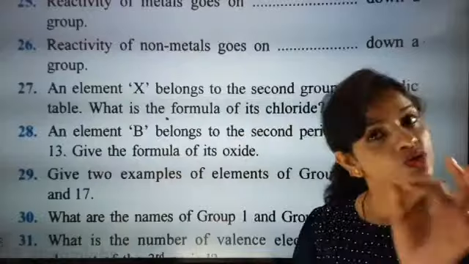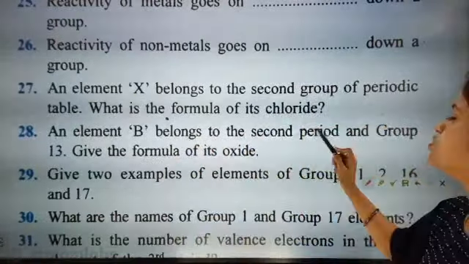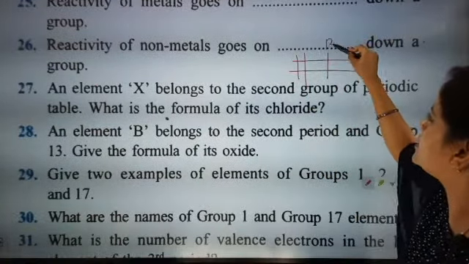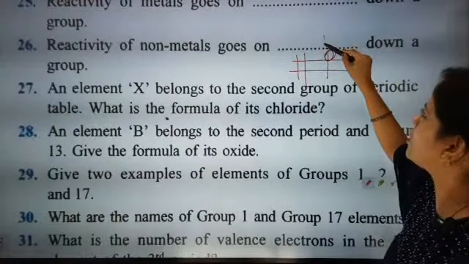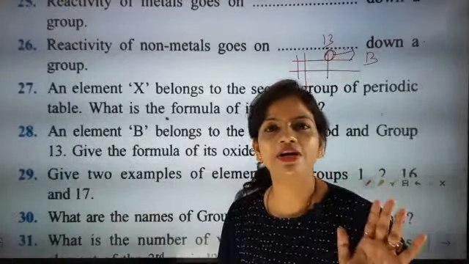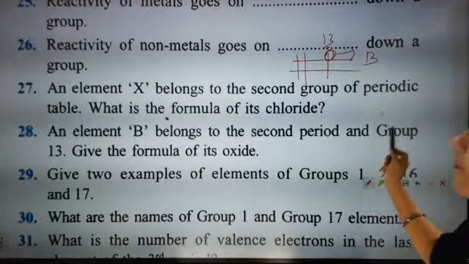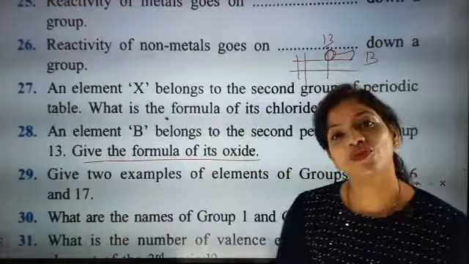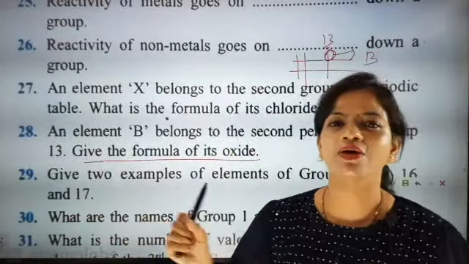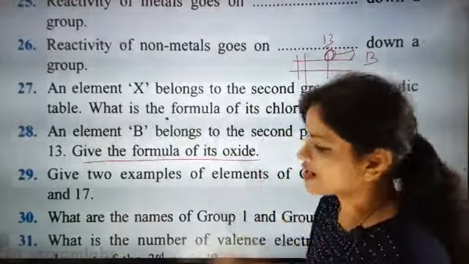They are not telling you to identify the element. They are telling that an element B belongs to the second period and the 13th group, and they have given this element the name B. They are not saying it is boron or something. Now they ask for the formula of its oxide, so how will it react with oxygen? Hydrogen, helium, lithium, beryllium, boron: 2 plus 3, 5.